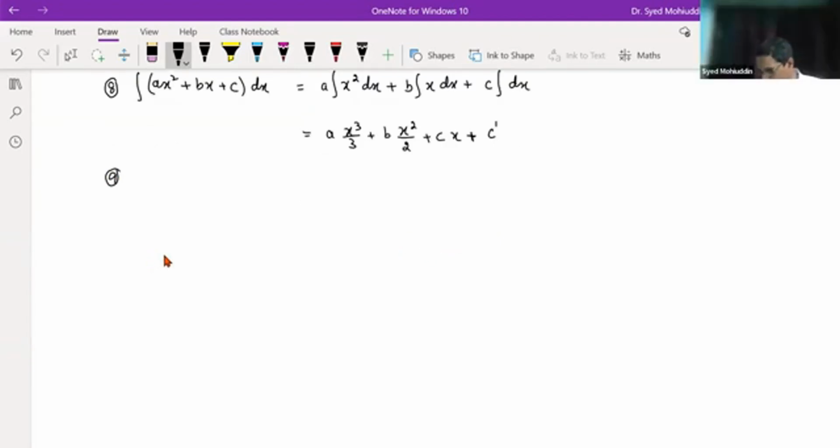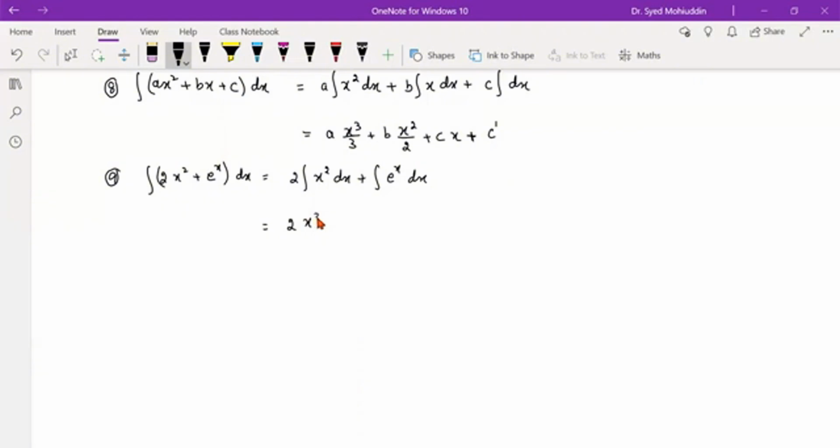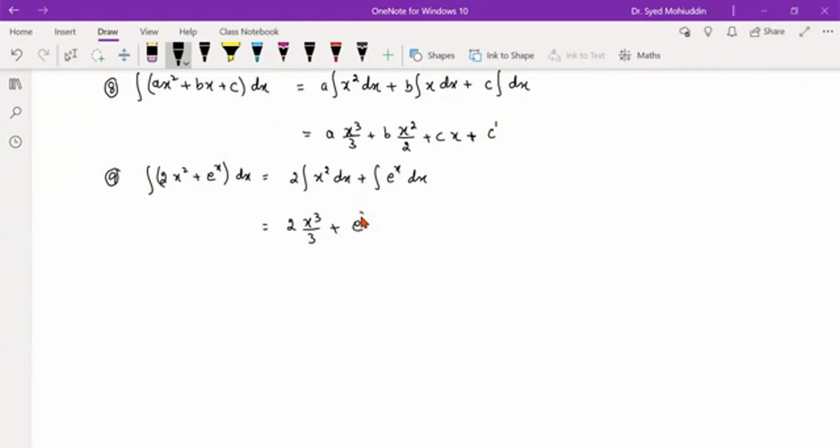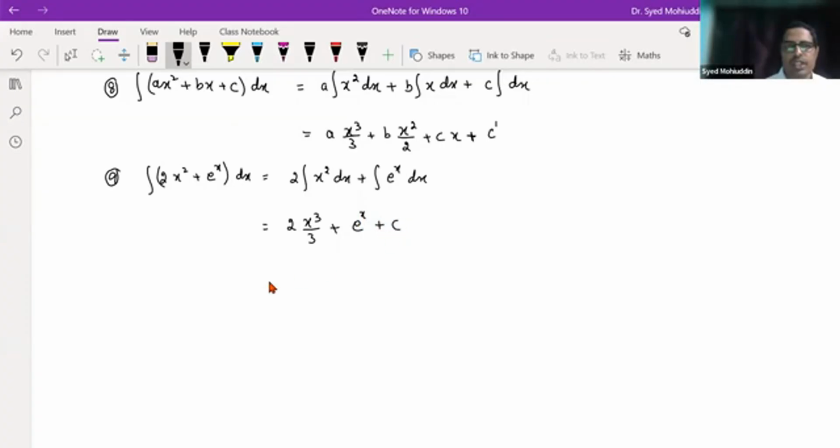For the next question, the integral of 2x square plus e power of x into dx. Again, 2 is a constant. Apply the integral. For x square, you'll be getting the integral of x square into dx. Again, apply the integral for e power of x. It will be the integral of e power of x into dx. So 2 as it is. What is the integral of x square? x cube by 3. What is the integral of e power of x? e power of x itself, plus the constant of integration c.